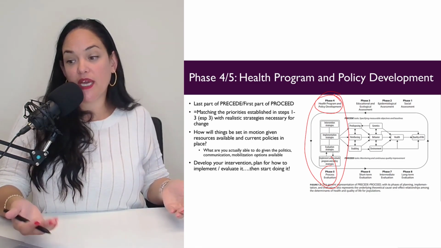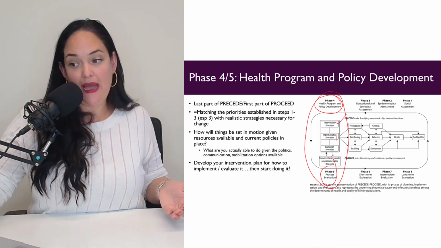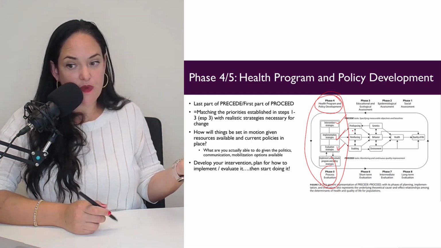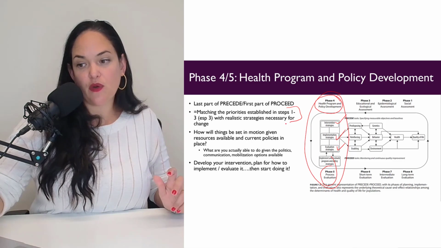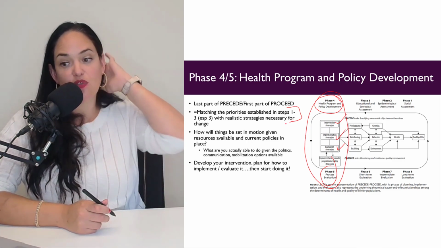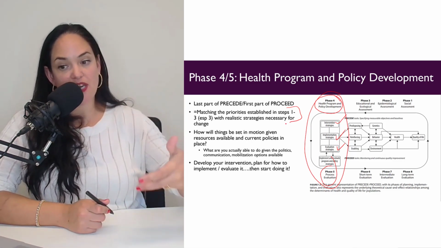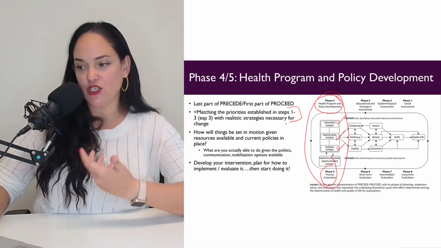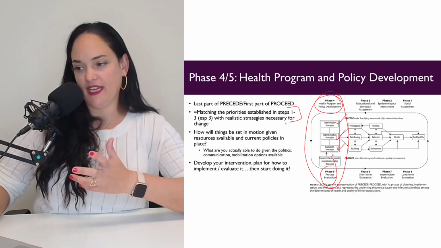What are we actually gonna roll out? How are we gonna roll it out? And how are we gonna make sure that it made a difference, right? We're gonna match the priorities established in steps 1 to 3 with realistic strategies for change, okay? So now we're gonna start actually doing it. That is the phase four and phase five.